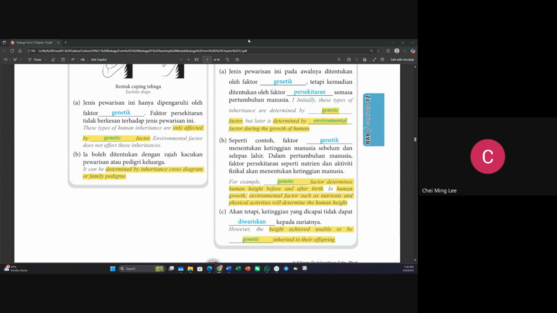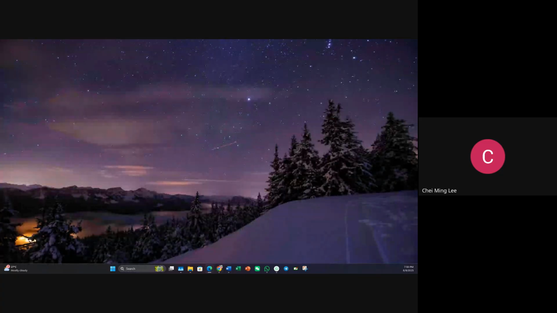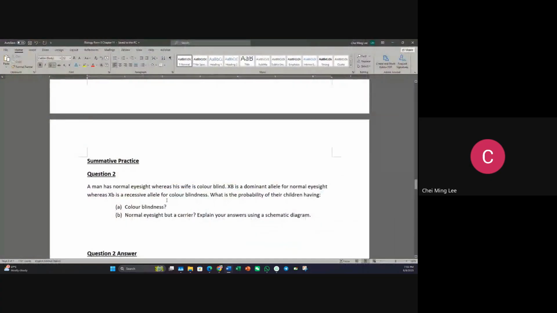All right, so we stop the class here first. I want you to do some exercise for chapter 11. I've got a question for you. Try this. I need you to draw the schematic diagram.